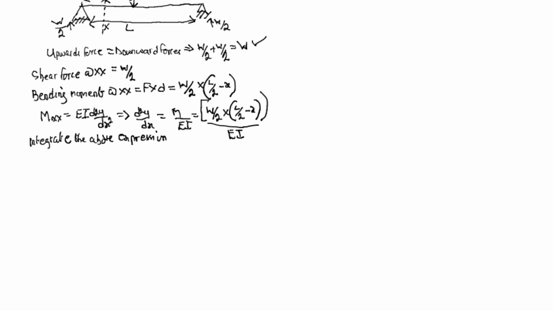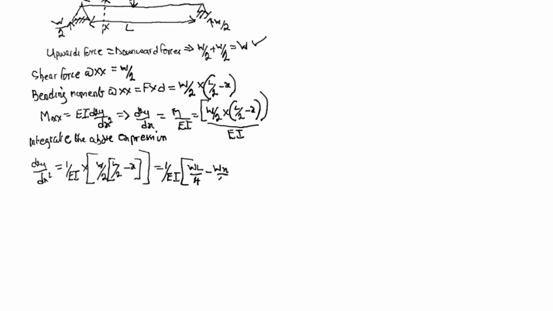Next we do our integration. This is the same thing as 1 over EI times W over 2 into L over 2 minus X. So expanding this gives 1 over EI into WL over 4 minus WX over 2.